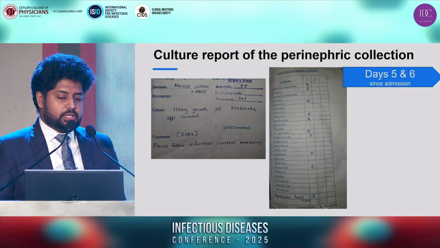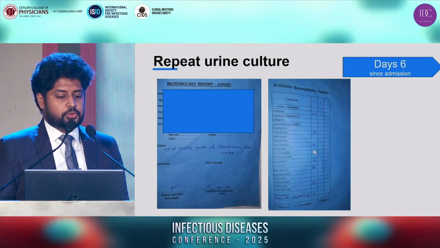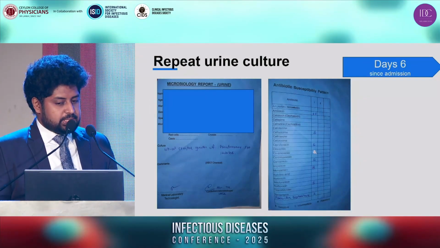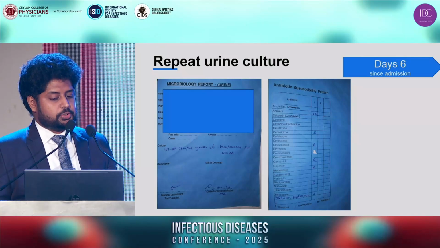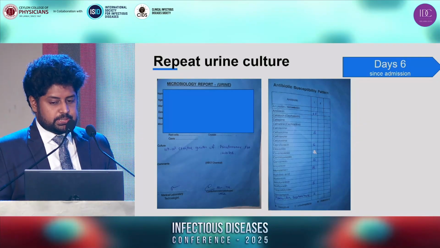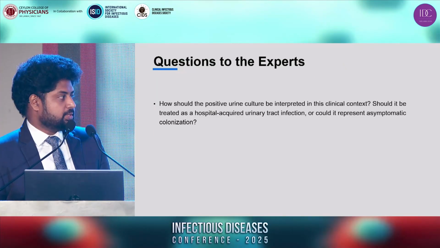During this time, the patient was catheterized, and we got a repeat urine culture. It was sent on day 6, and it has grown some Pseudomonas species, which is resistant to meropenem but sensitive to piperacillin and tazobactam. So we move to the next.